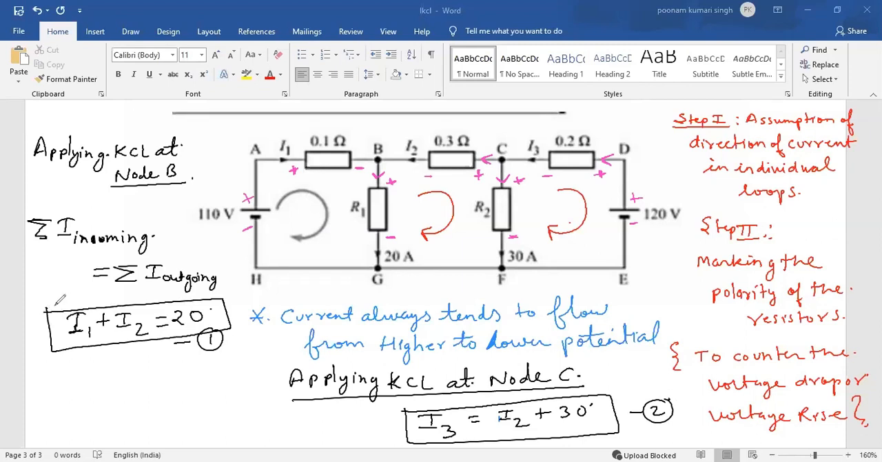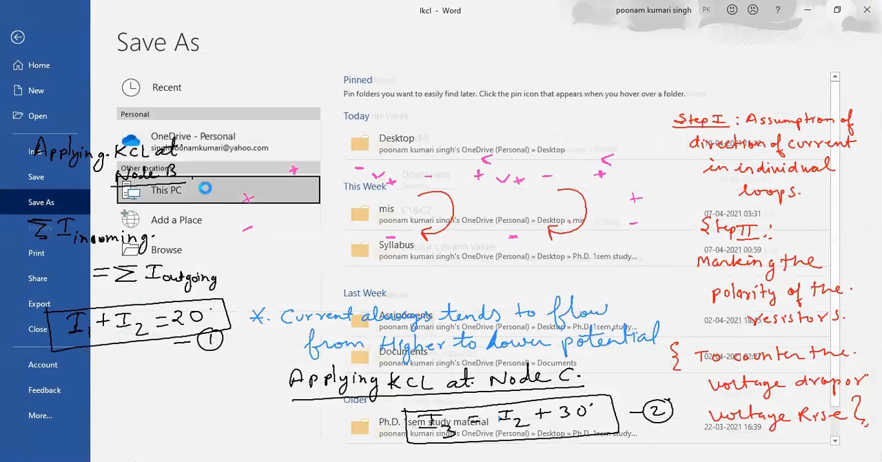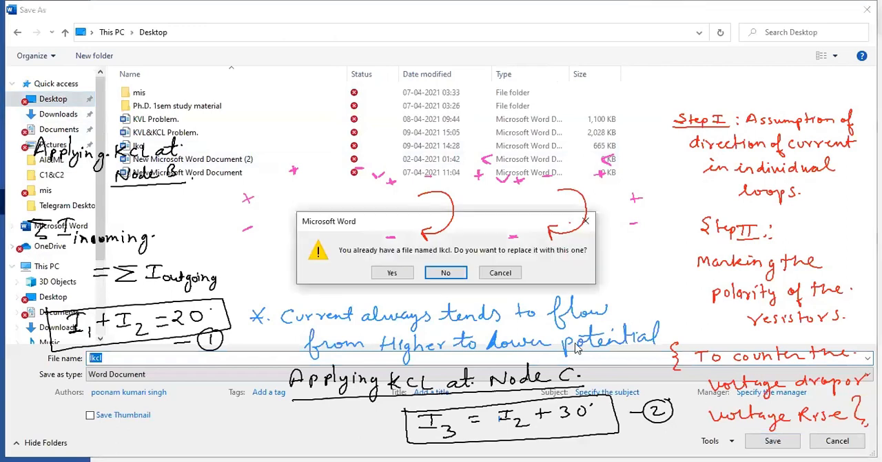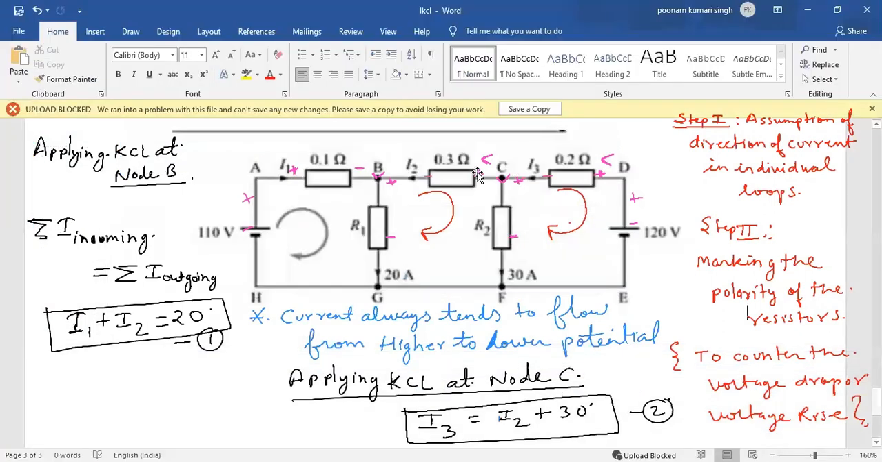Students, any problem in applying KCL at these two nodes? Anyone having any doubt? Clear, sir. Okay, fine. So you just write these equations 1 and 2. I'll ask you once I move to a different part.